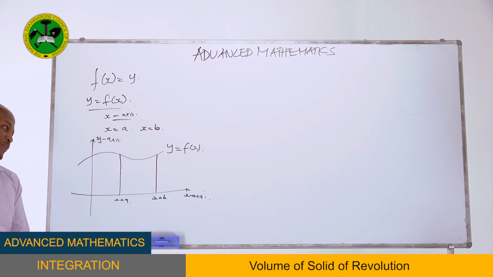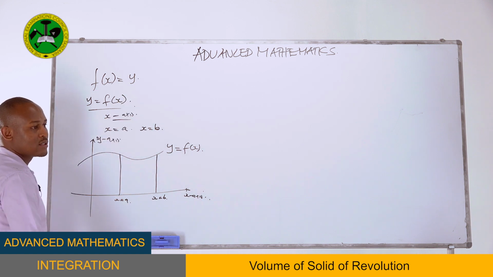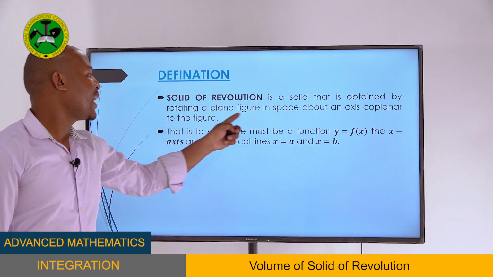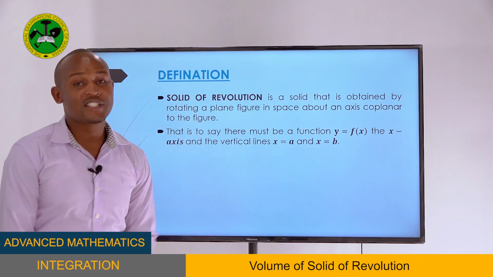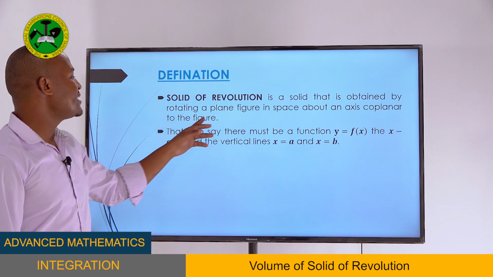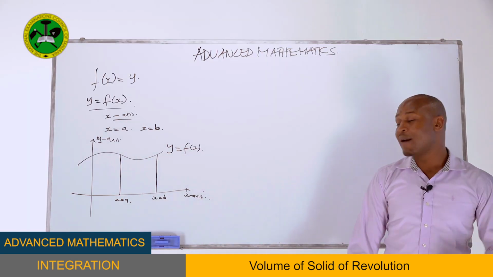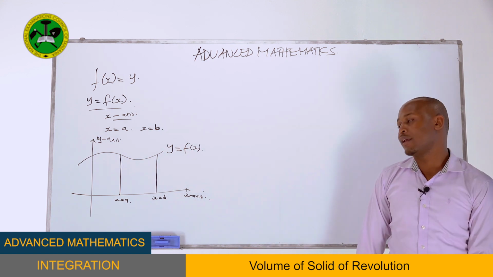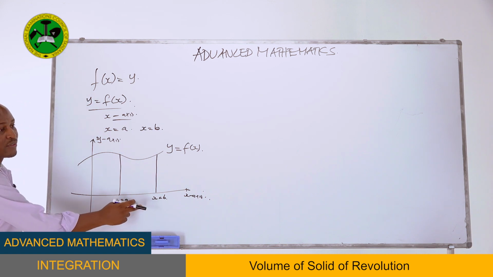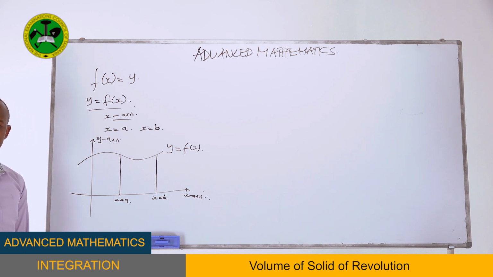Now, what will happen if you try to have that figure rotated about the x-axis? That's why in the definition we've said the solid of revolution is a solid that is obtained, that means the solid that is left by rotating a plane figure. That means this is our plane figure. We are trying to rotate it about the x-axis. That is why we have the definition like that. So we are going to find the volume of that solid of revolution from point A to point B.